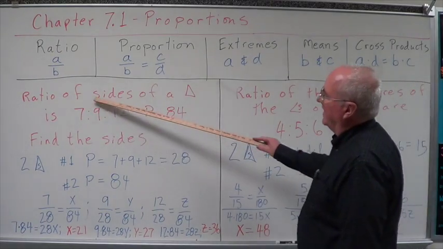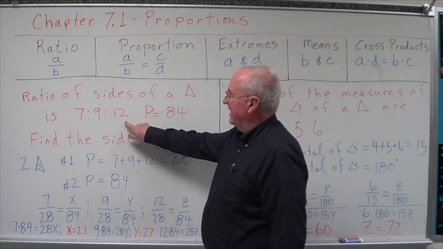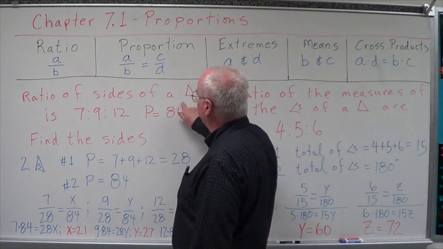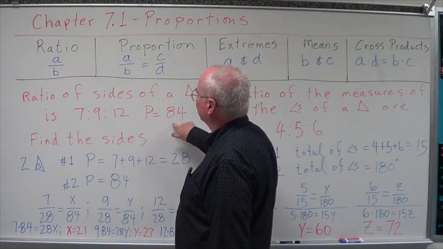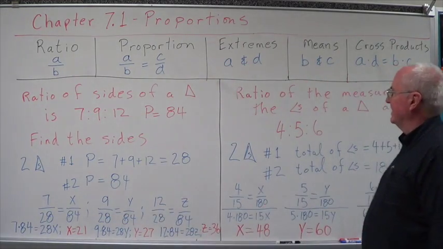We have one triangle that looks like this, okay? Its total perimeter is 28. We have another triangle that has a perimeter of 84. We want the sides to be in the same ratio as that is. That's how we set it up.